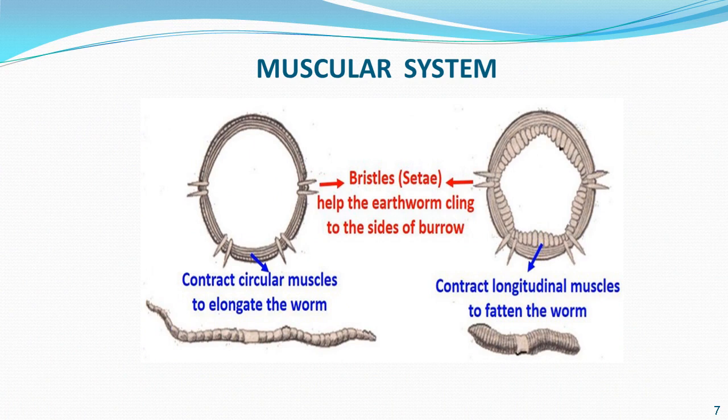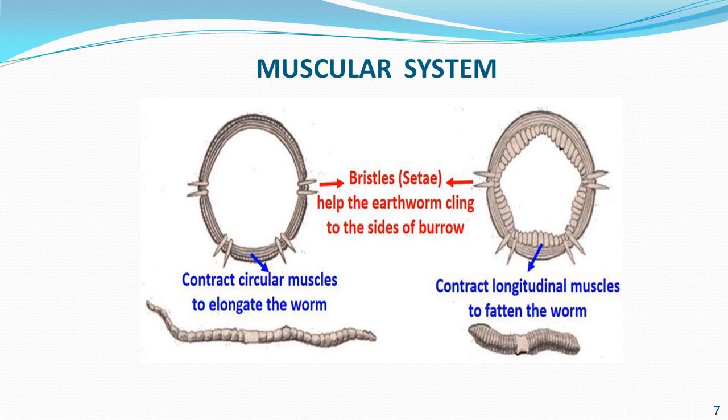So this is the muscular system. The outermost region of the body is the body wall. After the body wall, inside it consists of muscle. There are two types of muscle: the first one is circular muscle and the second one is longitudinal muscle. Can you differentiate both in the figure? The first figure shows circular muscle, and the second figure shows longitudinal muscle. These two muscles are useful for locomotion.